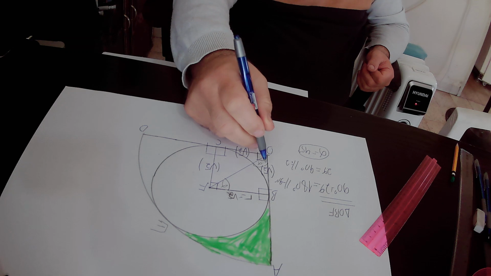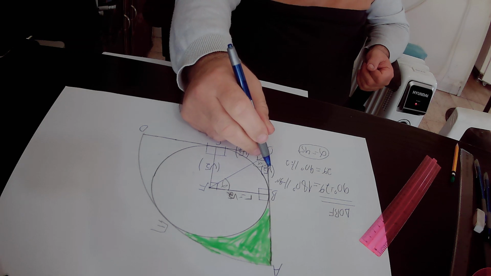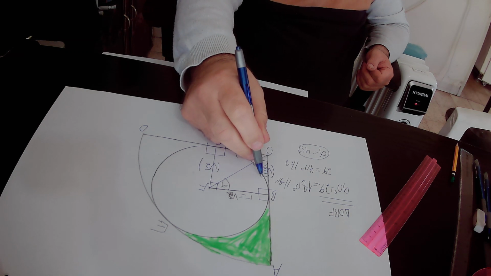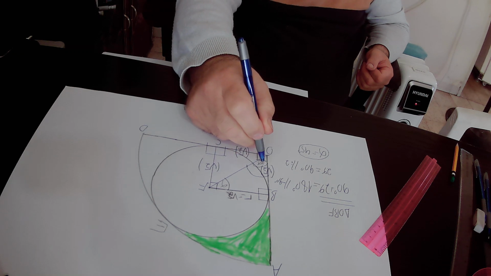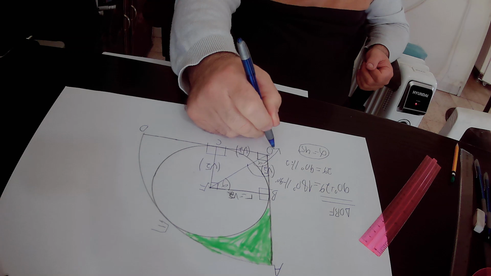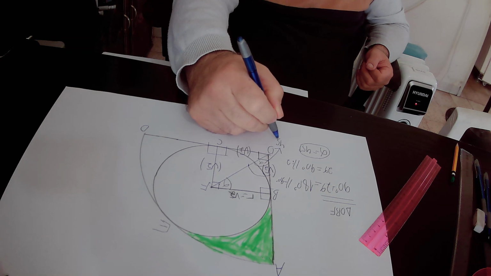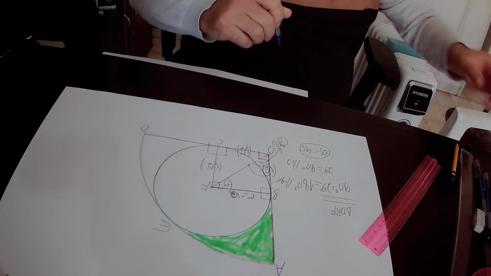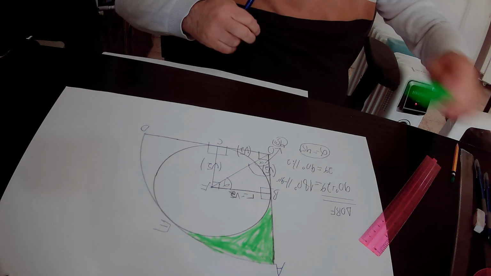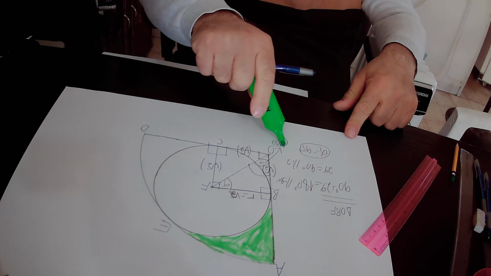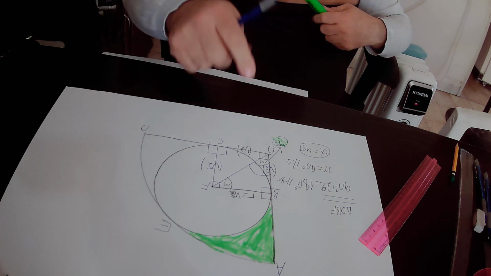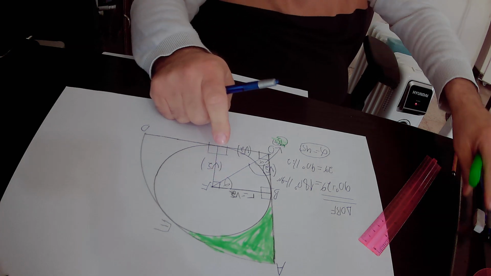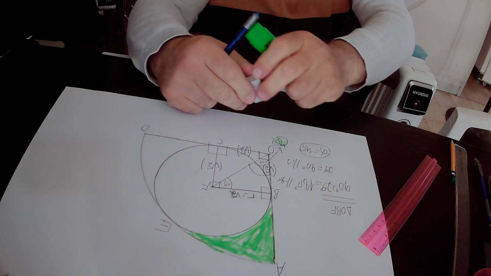So this angle alpha equals 45 degrees in its size, and this is also angle alpha that equals 45 degrees.